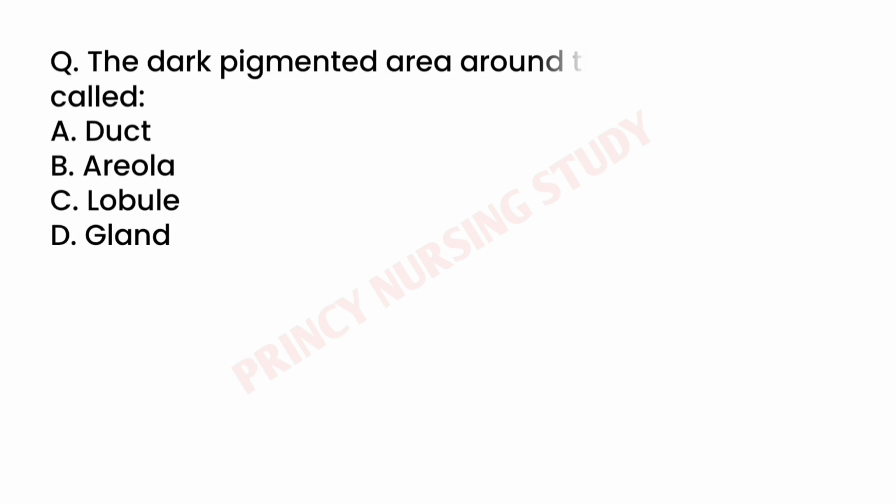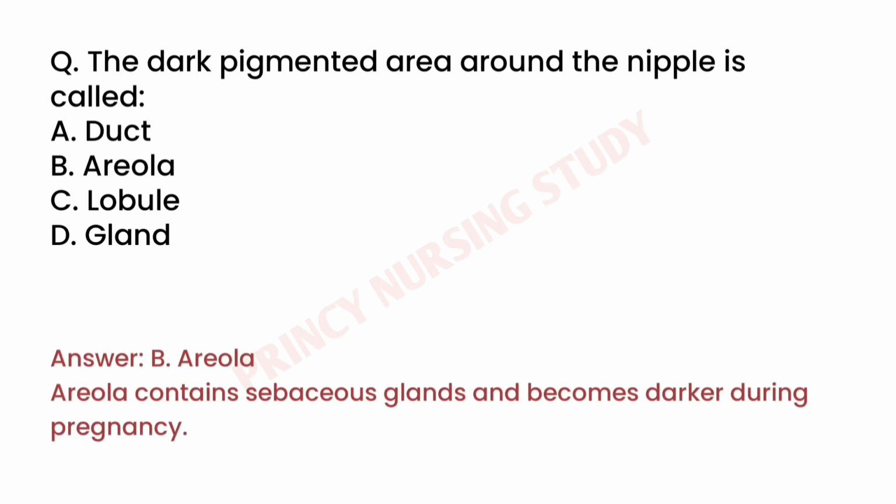Next question. The dark pigmented area around the nipple is called... Correct answer is B. Areola. Areola contains sebaceous glands and becomes darker during pregnancy.